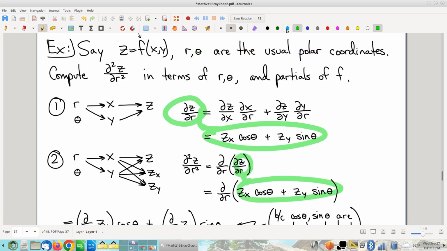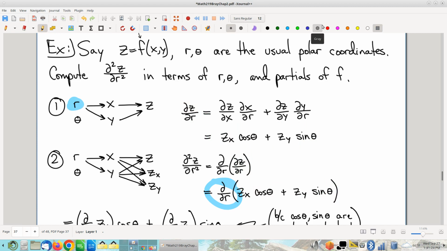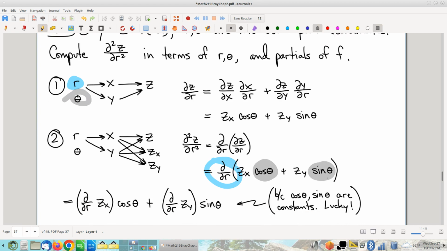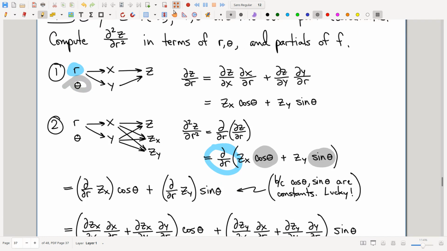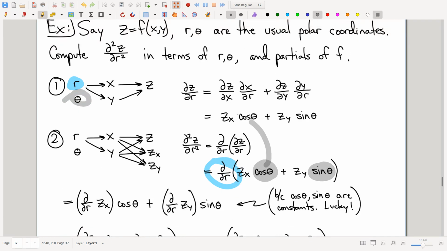Then we pointed out that, with this formula that I have for the partial of z with respect to r, I can reasonably ask what happens when I take an r partial of that. Right? Now, taking an r partial means, among other things, that theta is to be treated as a constant. Right? Well, we're taking a partial with respect to r, and that means that cosine theta is a constant, and sine theta is a constant. And cosine theta being a constant and sine theta being a constant, I factor those out like so.